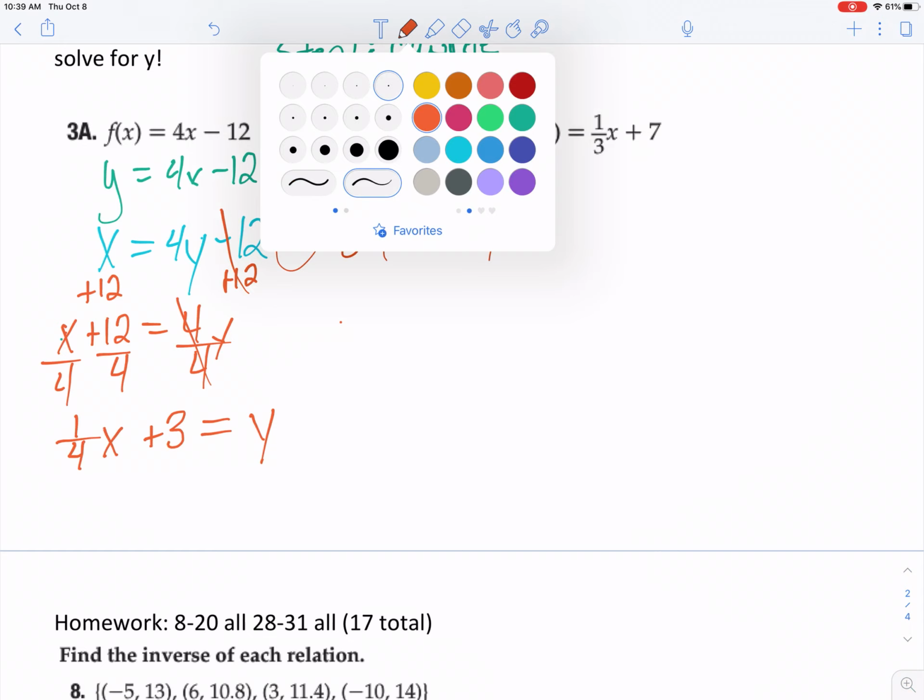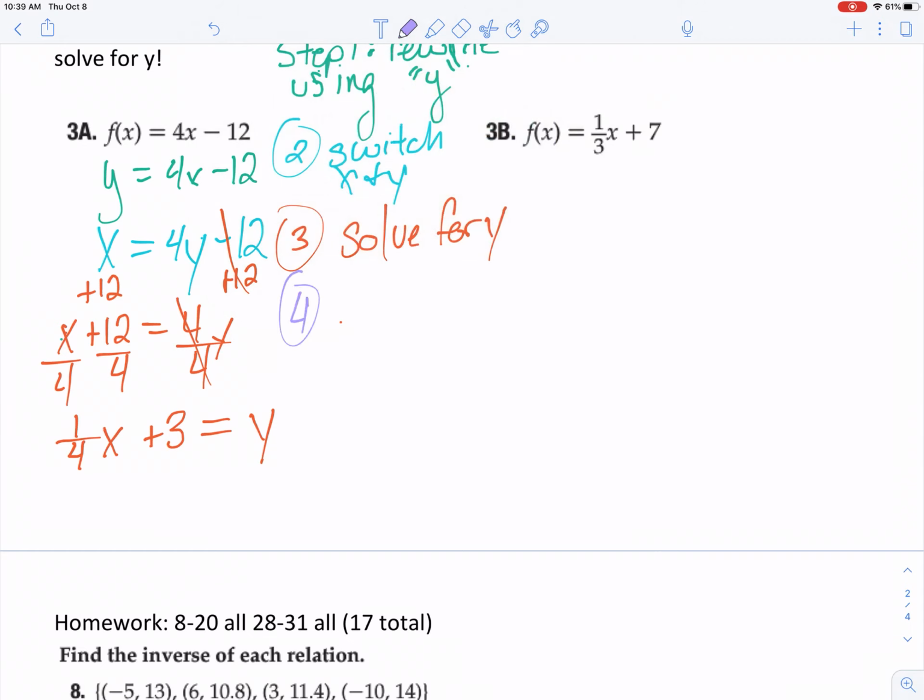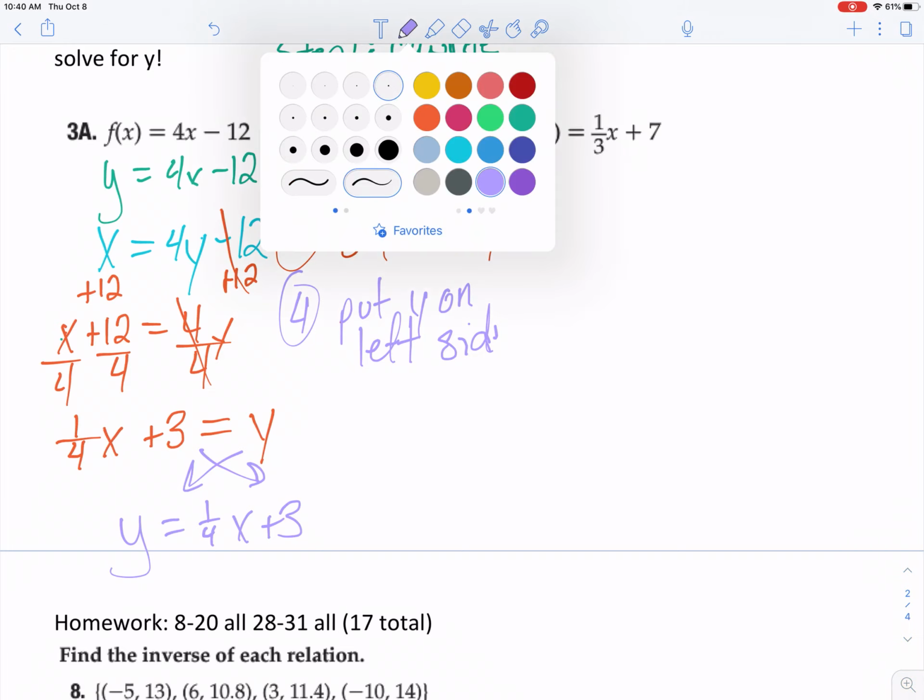Alrighty, step 4. Put the y on the left side. Okay, so just switching sides here. y equals 1/4 x plus 3. We are so close to being done. However, we do want to rewrite this back in function notation. That's going to be step 5.